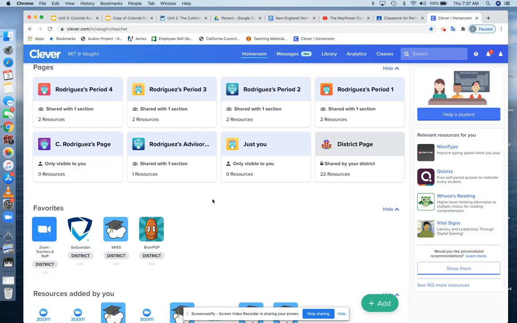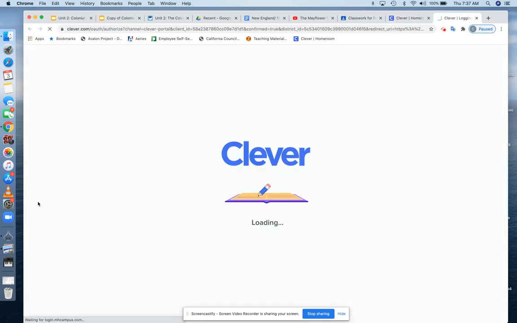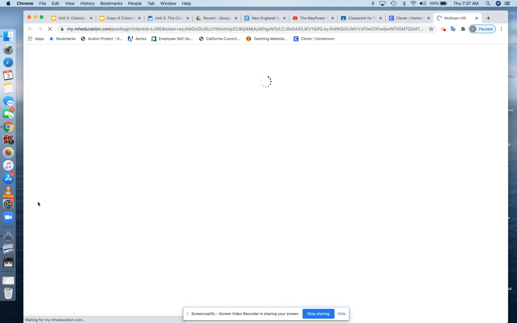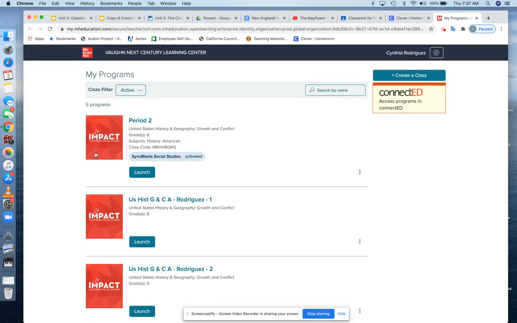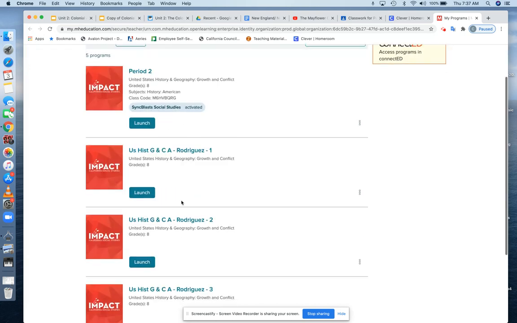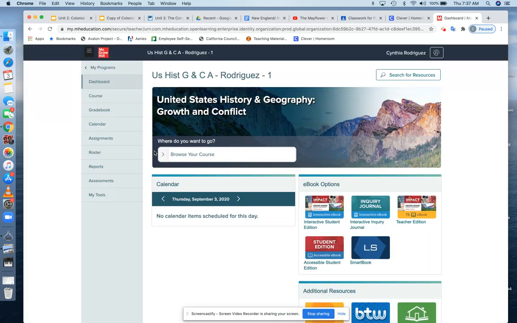It is linked for you on your Clever page. You just have to scroll down and you'll see that there's a symbol for McGraw-Hill. And of course, on your account, you might have access to the history textbook, maybe a science textbook or an English textbook. I have the different periods here, so then I could just click on my class. But you're looking for the history textbook. Okay, and it is Impact.